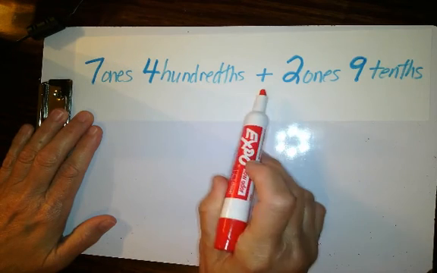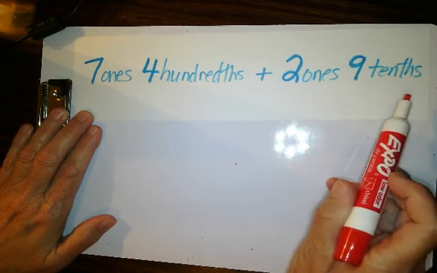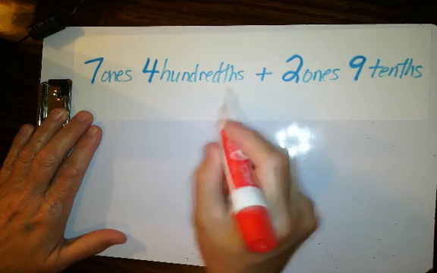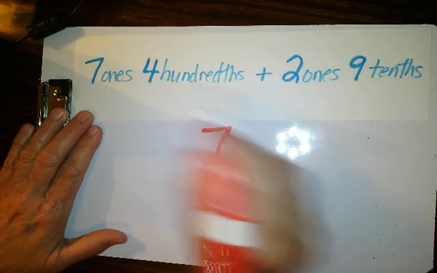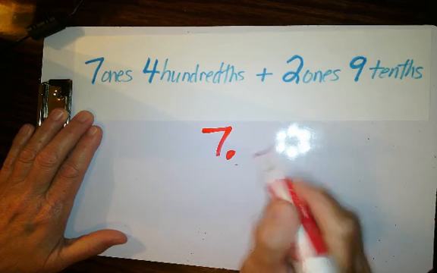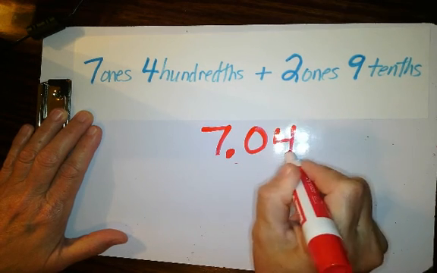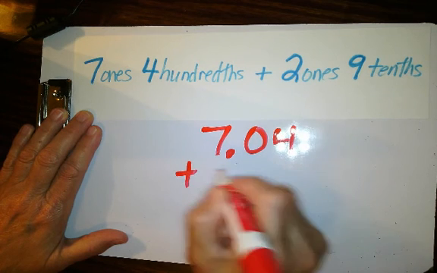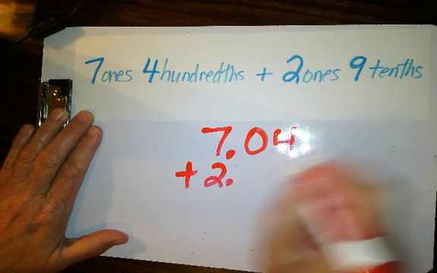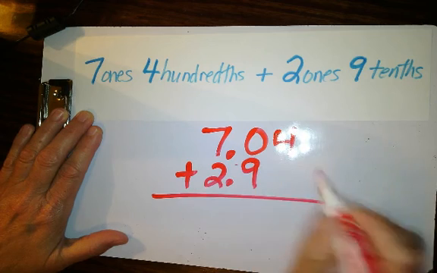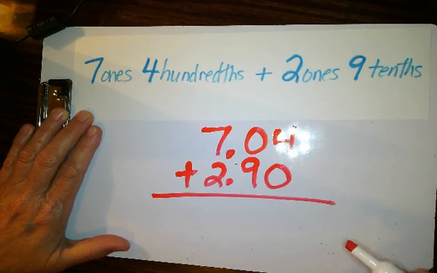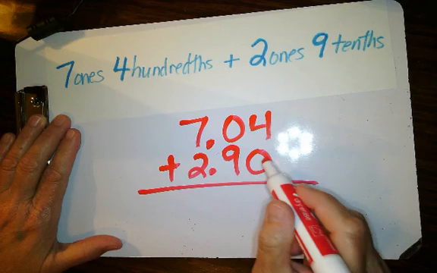7 ones, 4 hundredths, plus 2 ones, 9 tenths. Let's rewrite that vertically. 7 ones, 4 hundredths. Let's see, I'm going to put a 0 in the tenths place and a 4 in the hundredths place, plus 2 and 9 tenths. I can put a 0 here for a placeholder if I want to.